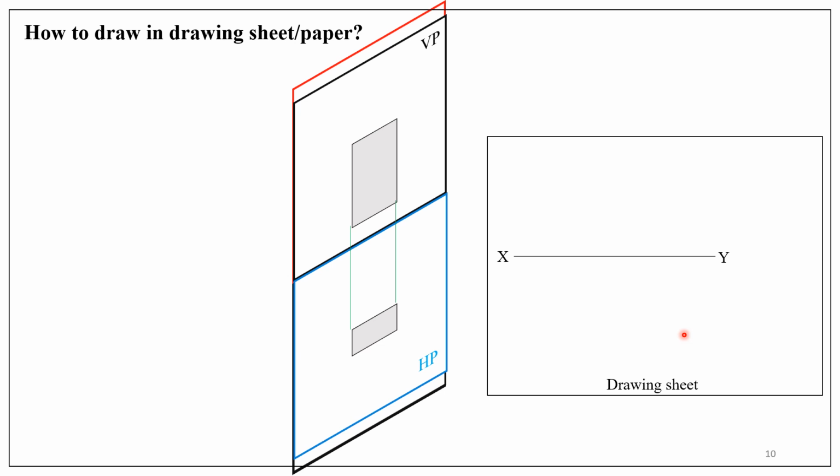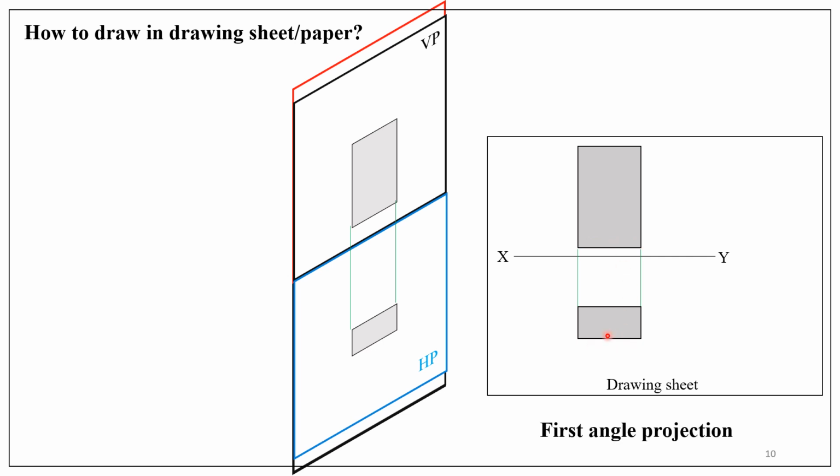The front view is drawn above the XY line like this, and directly below that the top view is drawn like this. So these two views give the complete detail about the object. The complete detail in the sense you can show the length of the component in the front view and also in the top view. You can show or measure the height of the component in the front view, and the thickness of the component is shown in the top view. So all the three dimensions are shown in this drawing.